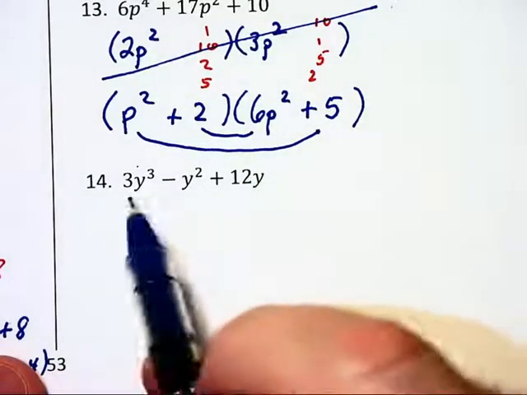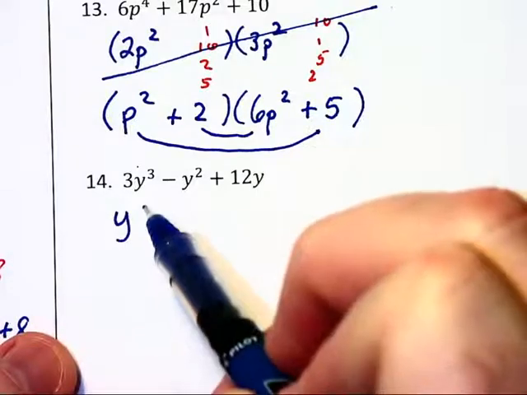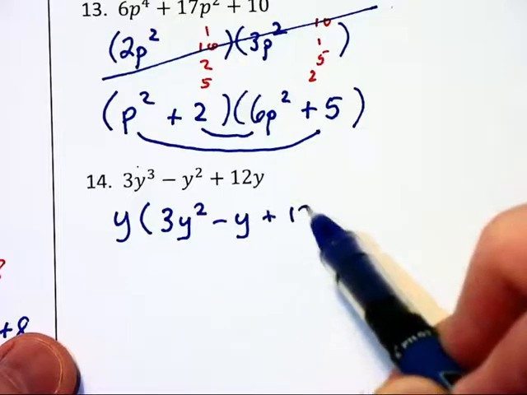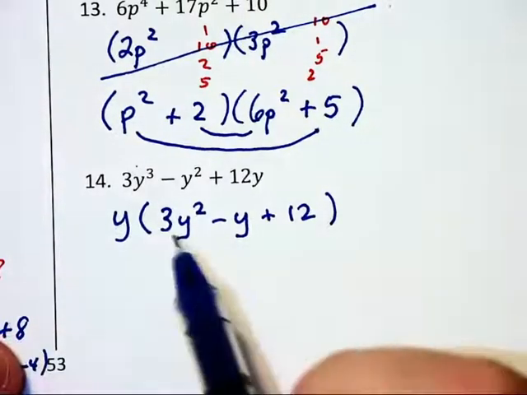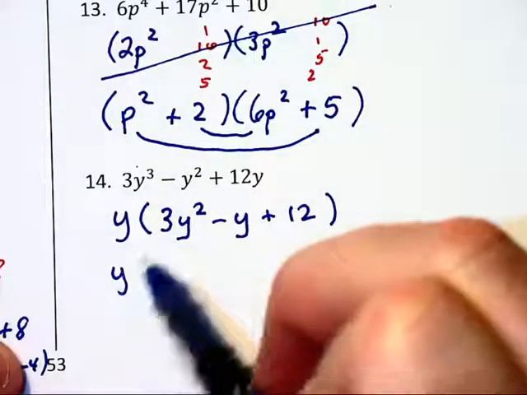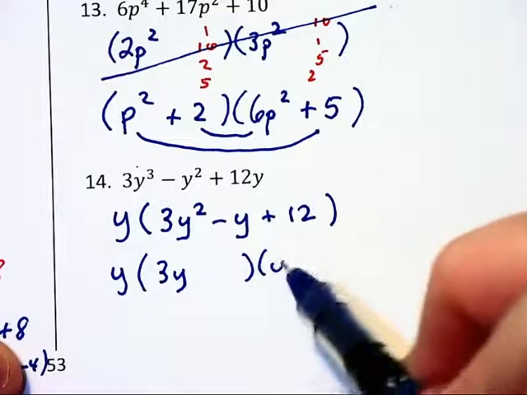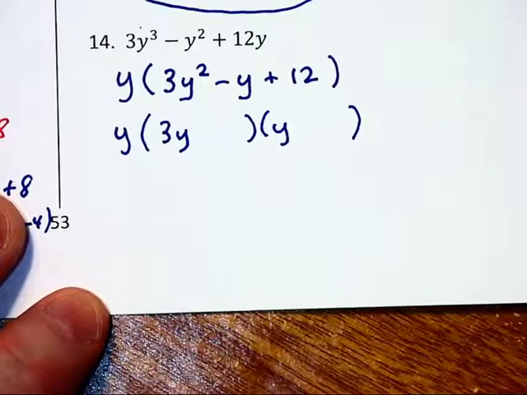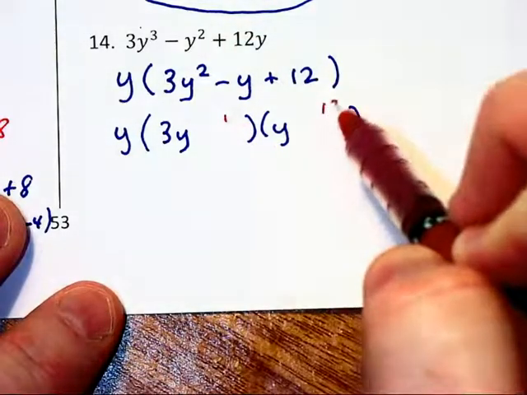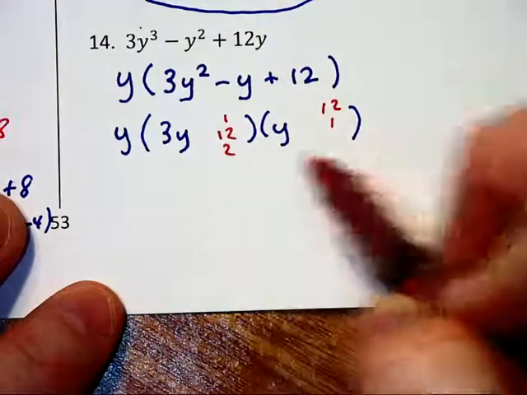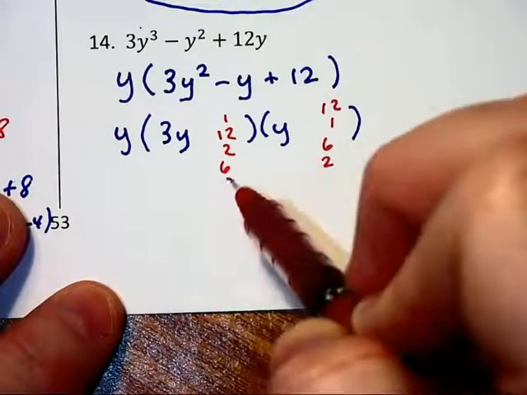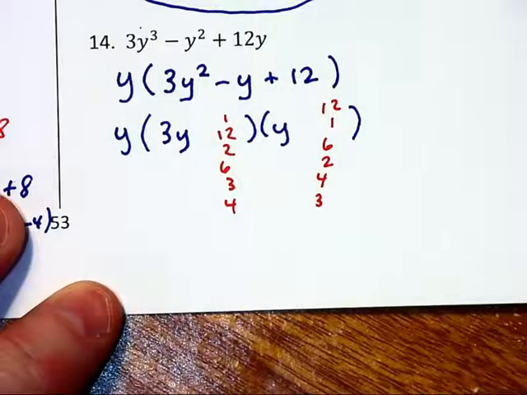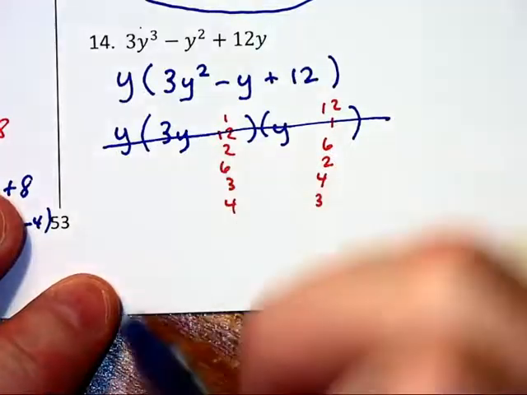Next problem, I noticed that y goes into all three terms, so divide a y out. That leaves me with 3y squared minus y plus 12. And since 3y squared, 3 is prime, I'm going to rewrite this as 3y times 1y, and then play around with the different combinations, hoping that I can make this work. Now I try 1 and 12, 12 and 1, 2 and 6, 6 and 2, 3 and 4, 4 and 3, but none of them work at all. And so basically, that's not going to factor any further.